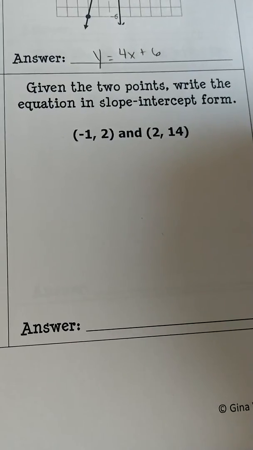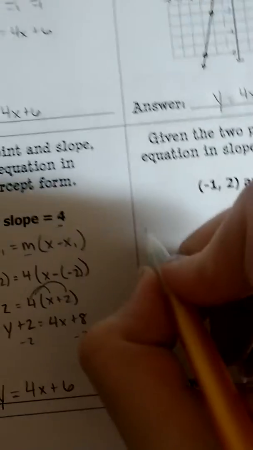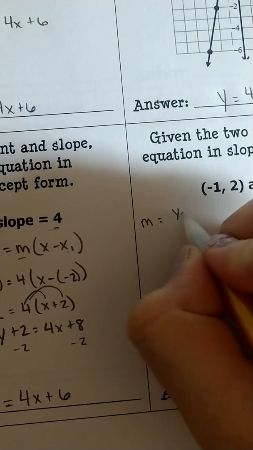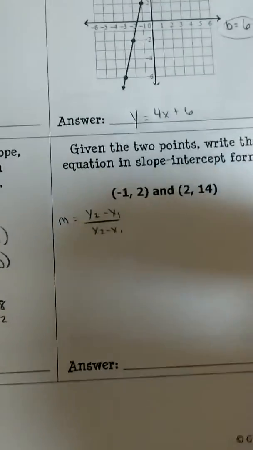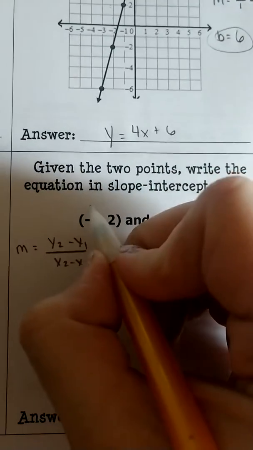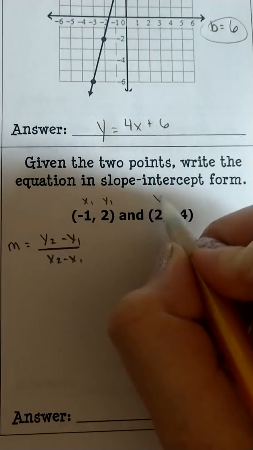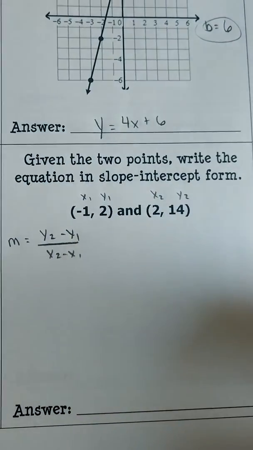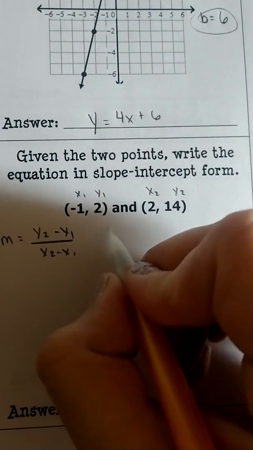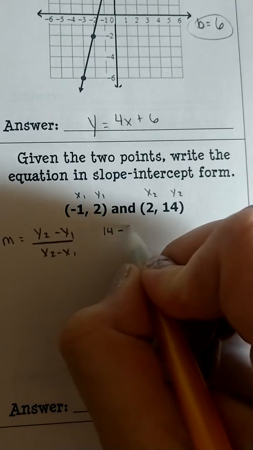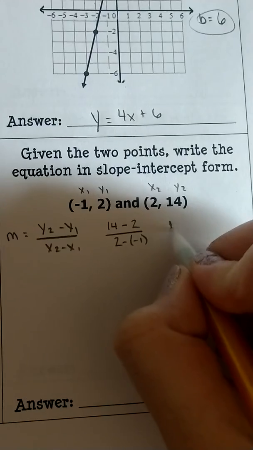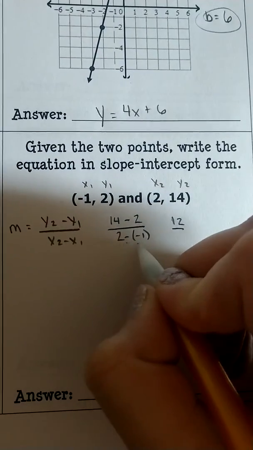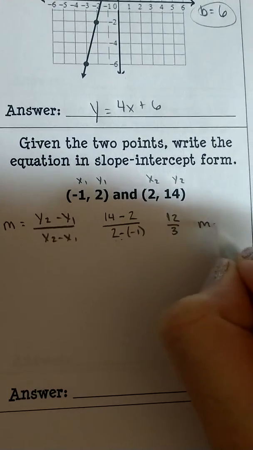It doesn't give you a slope at all, which means you're going to have to find your slope. If you remember, our slope formula is y sub 2 minus y sub 1 over x sub 2 minus x sub 1, which your first point is your x1, y1. Your second point is your x2, y2. And you're just going to plug it into that equation. So 14 minus 2 over 2 minus negative 1. 14 minus 2 is 12. This becomes a plus. 2 plus 1 is 3. That means our m is 4.